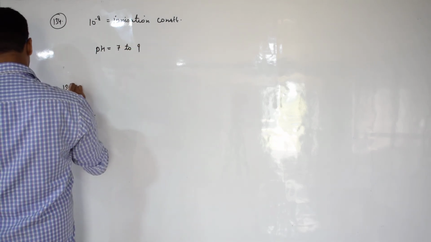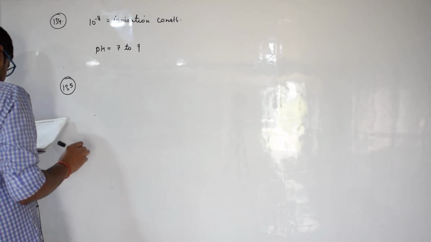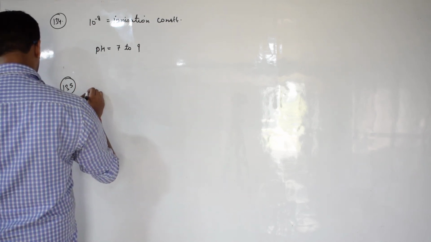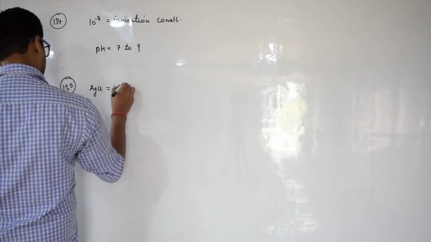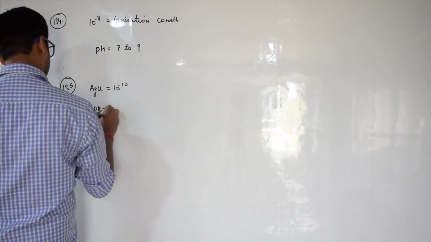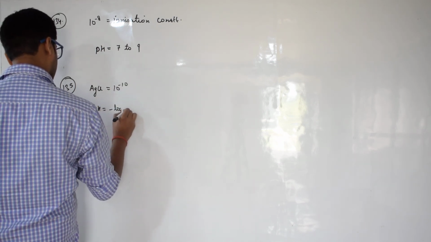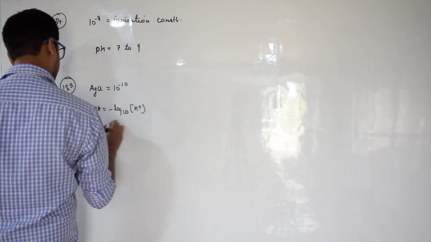And question number 135. AgCl is given and it would be equal to 10 raised to power minus 10. So, the concentration of pH is equal to minus log 10 to the concentration of H plus ion and it would be equal to 10.